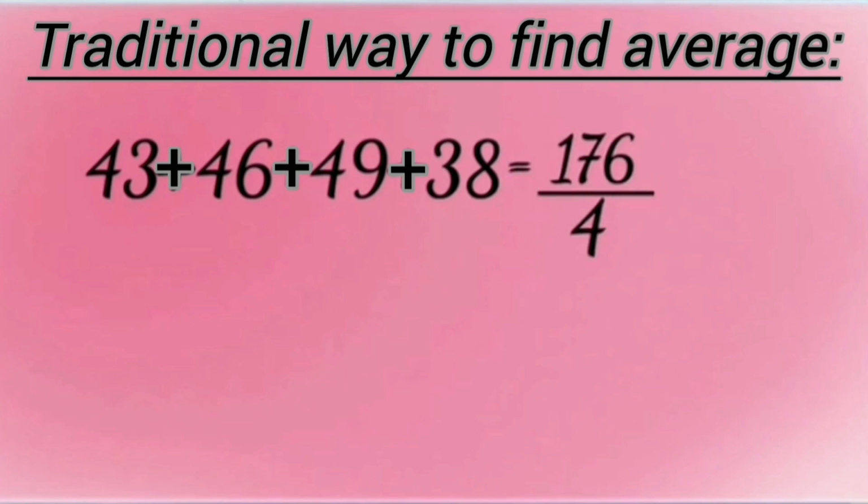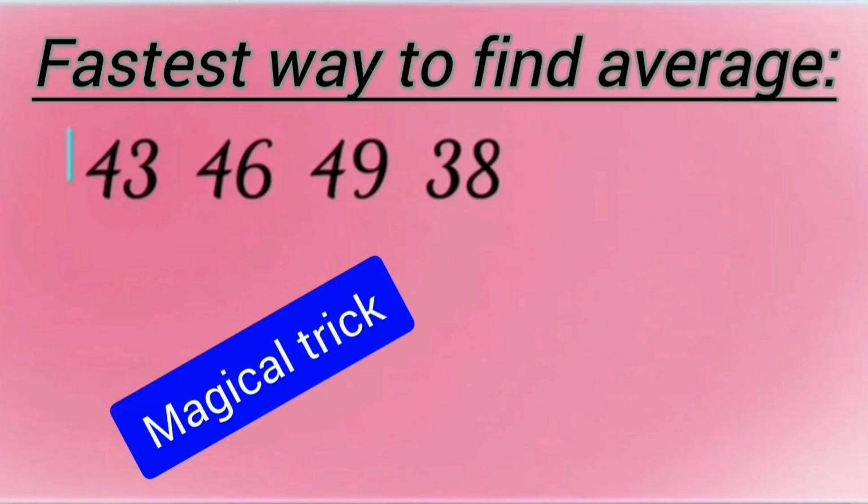Here, when we add all the numbers, we will get 176, and we will divide 176 by 4. When we divide 176 by 4, we will get 44. But this is a very lengthy process. If big numbers are given and you are asked to find the average, it will take so much time.